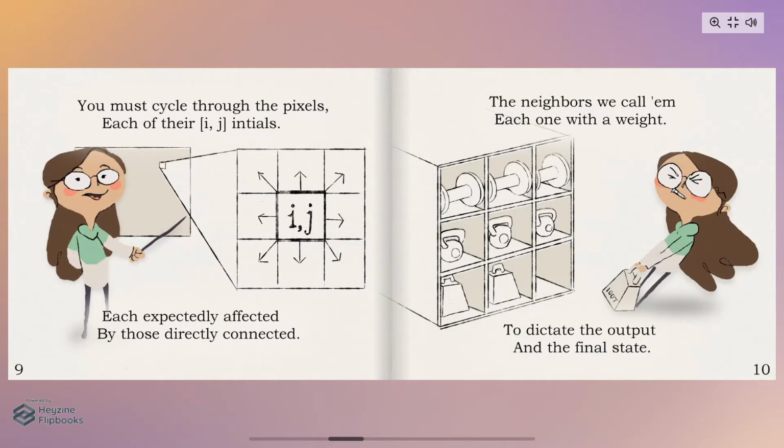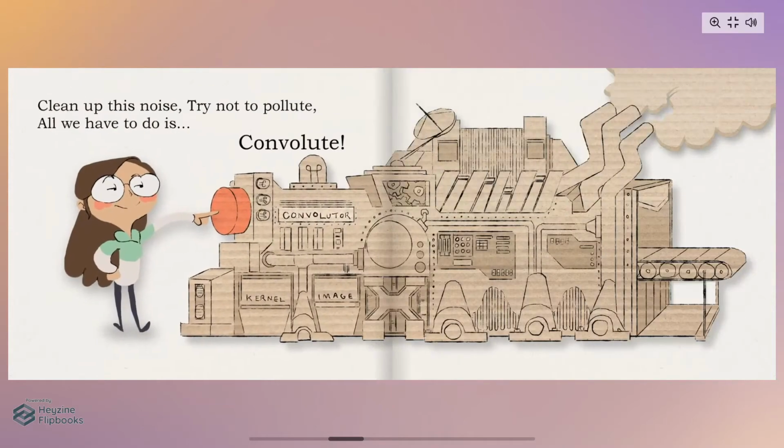You must cycle through the pixels, each of their ij initials, each expectedly affected by those directly connected. The neighbors we call them, each one with a weight, to dictate the output and the final state. Clean up this noise, try not to pollute. All we have to do is convolute.